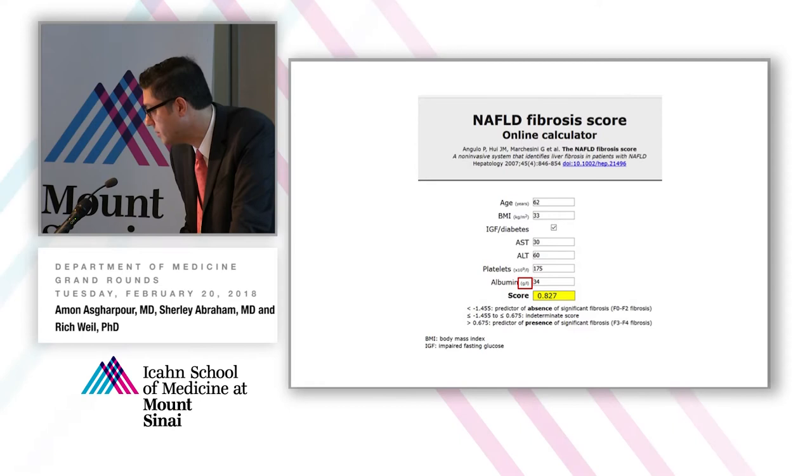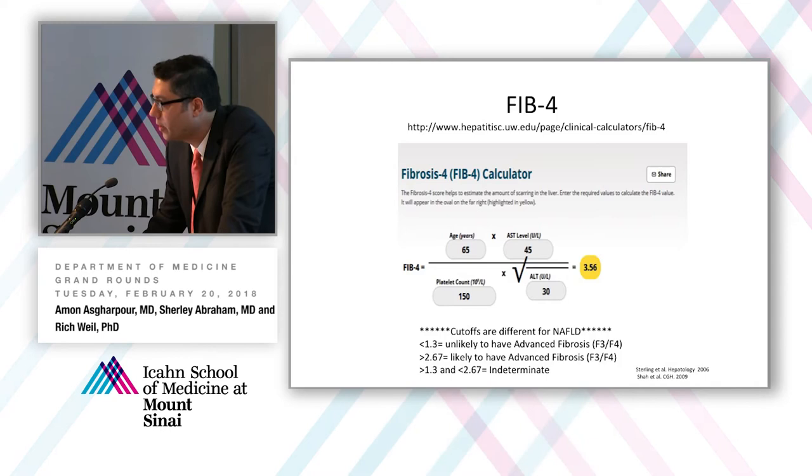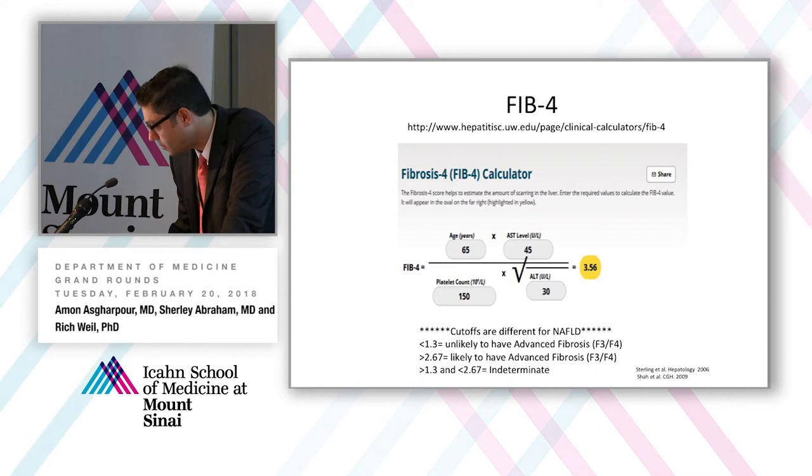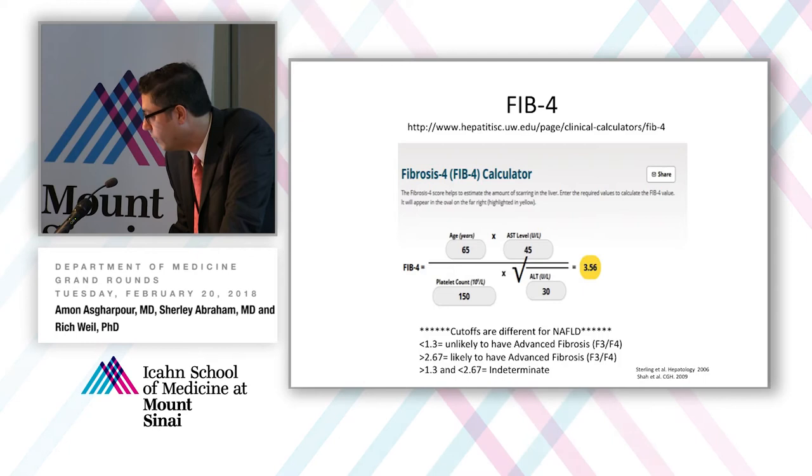The FIB-4 score was originally developed for HIV-hep C co-infection, but it's been validated for NAFLD as well using different cutoffs. I put a grossly cirrhotic patient here. Age 65, AST is 45, ALT is 30, so the AST is greater than ALT in this situation. And then there's thrombocytopenia, with platelets of 150. This puts out quite a high score, 3.56.